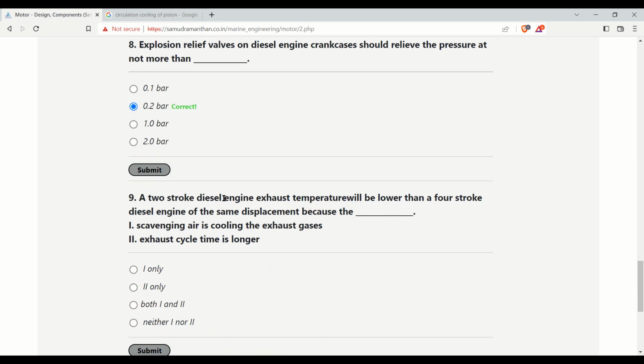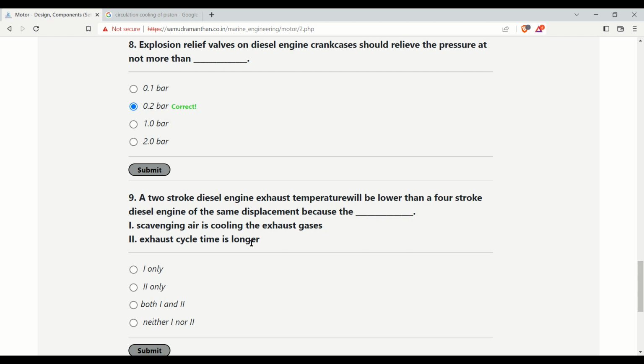A two-stroke diesel engine exhaust temperature will be lower than a four-stroke diesel engine of the same displacement because scavenged air is cooling the exhaust gases, or exhaust cycle time is longer. A situation is given over here. It is said that a two-stroke diesel engine exhaust temperature is lower than the four-stroke cycle diesel engine, and there are two causes given. These are scavenged air is cooling the exhaust gases, and second, exhaust cycle time is longer.